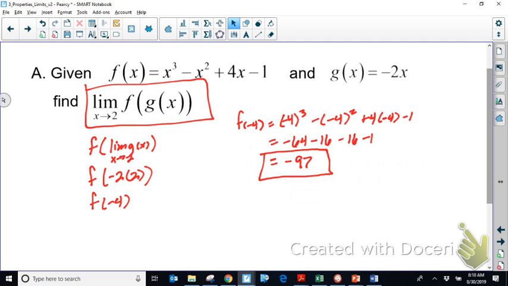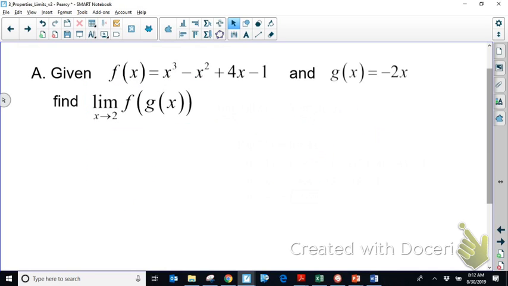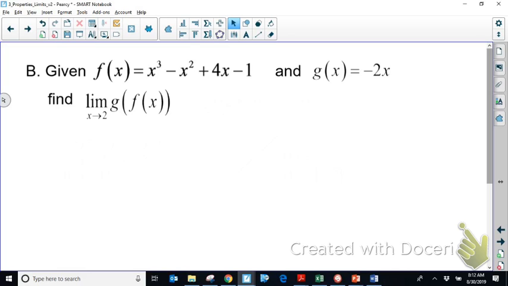So at this point, we'll turn to the next slide, and I'm going to ask you to do the other way around. Evaluate the limit of g of f of x as x approaches 2 and see what you get. Go ahead and pause the video now, work it out, and come back and hit play when you're done.